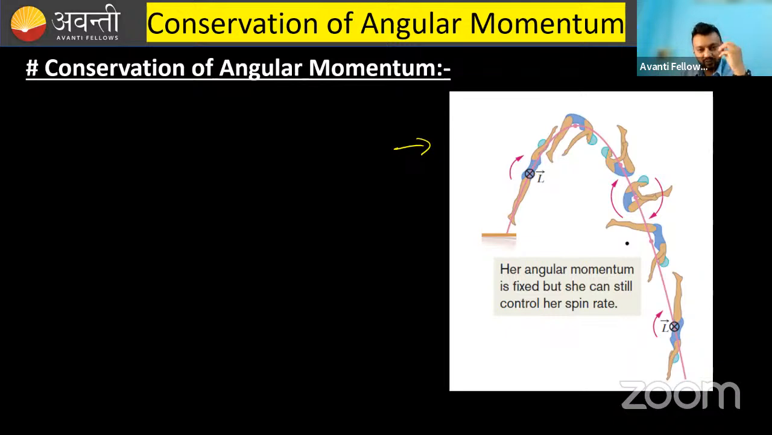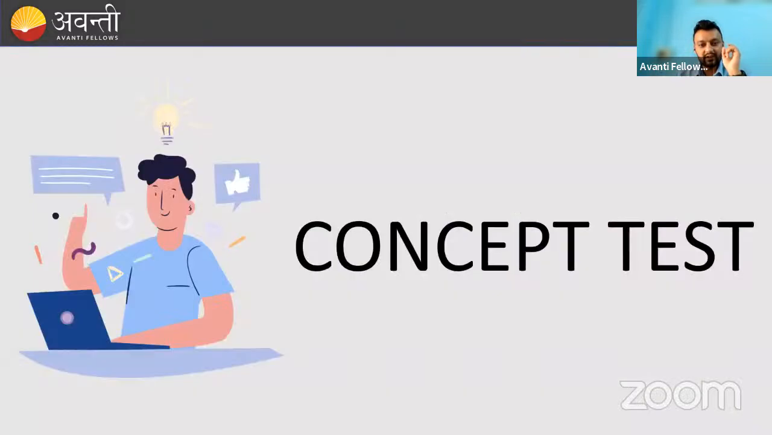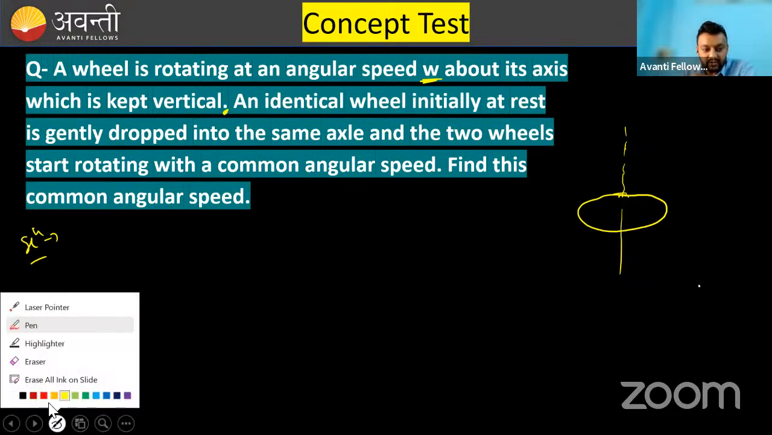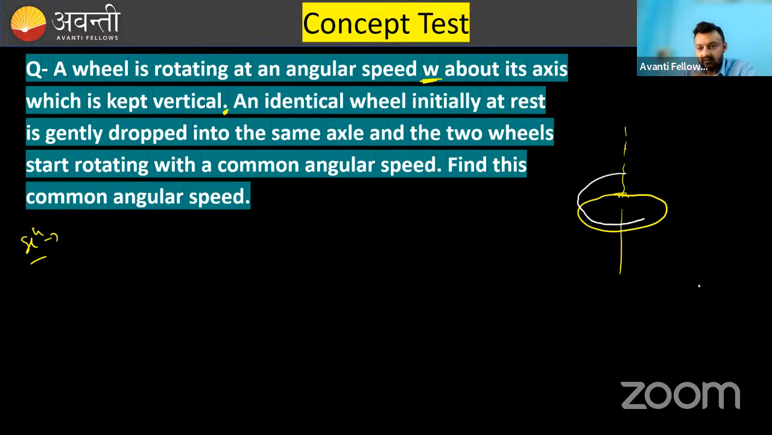So right now I am going to describe a simple question because time is limited. I'm just trying to add a concept test here. Okay, have a look at that. A wheel is rotating at an angular speed omega. Just don't read it as W, it is omega, about its axis, which is kept vertical. An identical wheel, initially at rest, is gently dropped onto the same axle. Now there is another wheel placed just over here. These are two wheels, one over the other, and the two wheels start rotating with a common angular speed. Find this common angular speed.